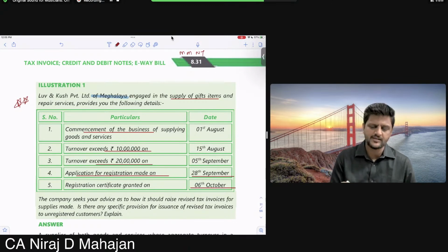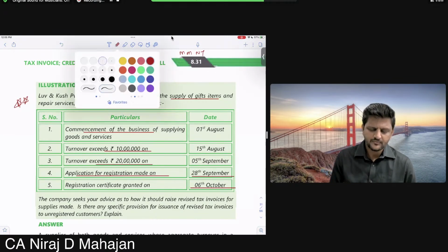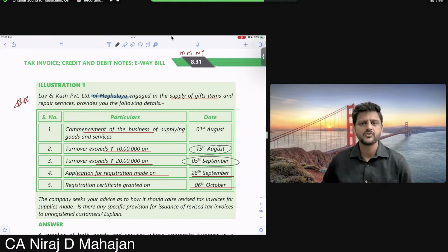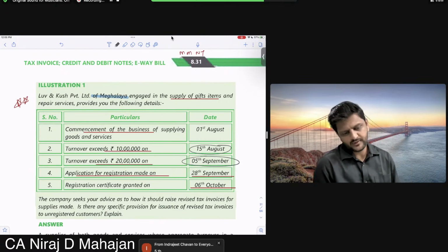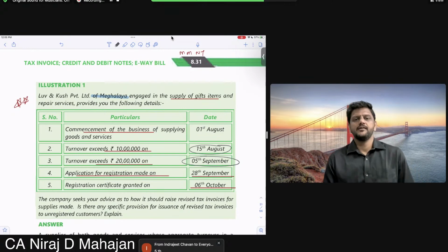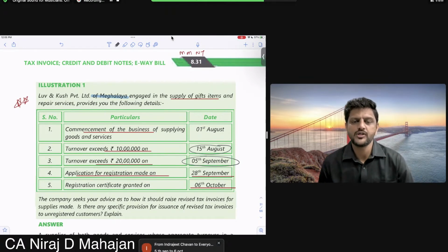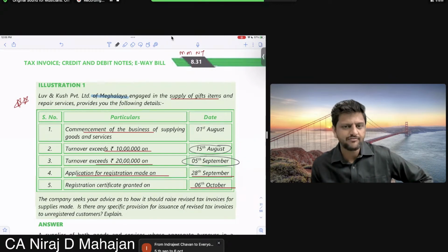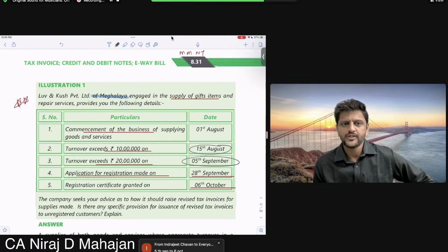Now the important thing is whether they are liable from 15th August or from 5th September. That depends on your Section 22 again. Understood, everybody? You have to keep that in mind. Because if you take 5th September, it is within 30 days. If you take 15th August, then it is after 30 days. So they were liable from 5th September. Within 30 days they have applied.